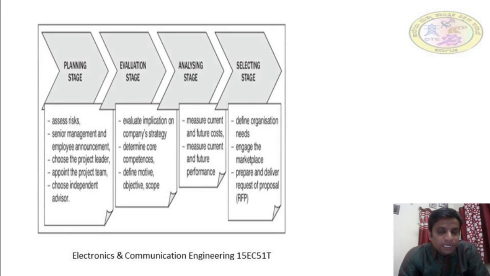So this particular diagram shows the procedures in make or buy decisions. So planning stage, evaluation stage, analyzing stage, selecting stage. So these are the four stages which are involved in make or buy decisions.